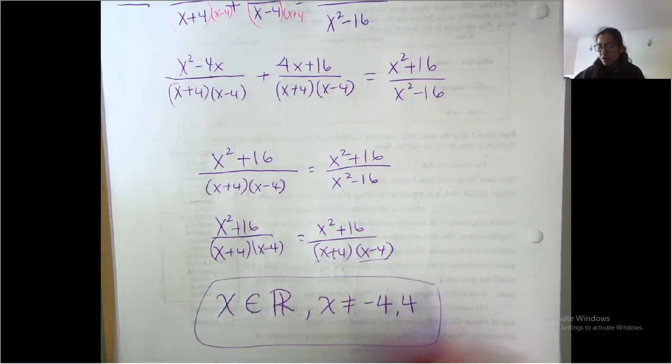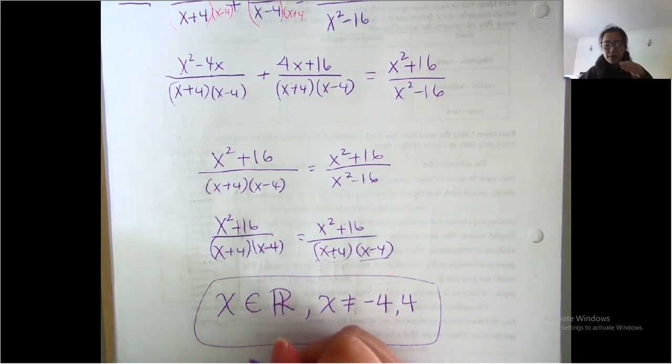Okay, so you can also write that in words and just say x is all real numbers except negative 4 and 4.